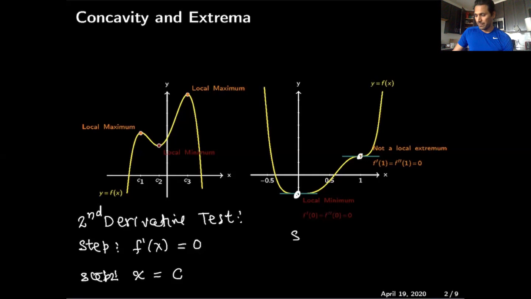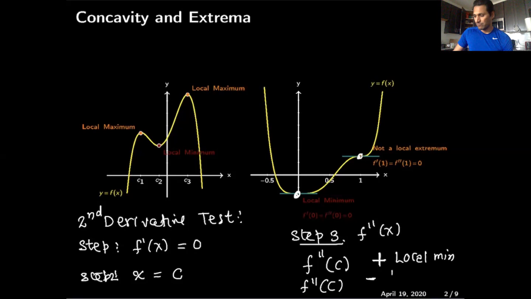In step number 3, this time we will use the second derivative instead of the first derivative. We calculate the second derivative of the function and then plug the critical value into it. If the sign is positive, we say this is a local min. If the sign of the second derivative is negative, we say this is a local max. And if the second derivative is 0, no conclusion of this test can be drawn, and we have to use the first derivative test to find whether the function has a local max or local min at that critical value.